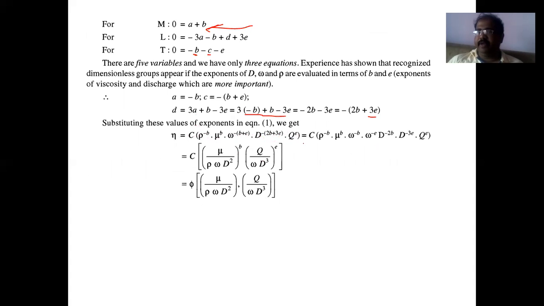Again, we bifurcate into numerator and denominator bases. So we get the equation C of mu upon rho omega D square raised to power b, and Q upon omega D cube raised to power e. Or eta is a function of mu upon rho omega D square and Q upon omega D cube. Okay, so remember this method because it is very helpful when you learn about free and forced convection.